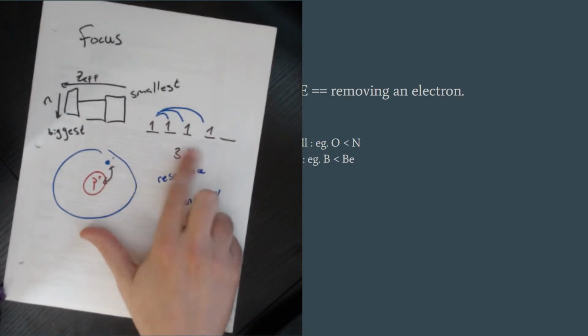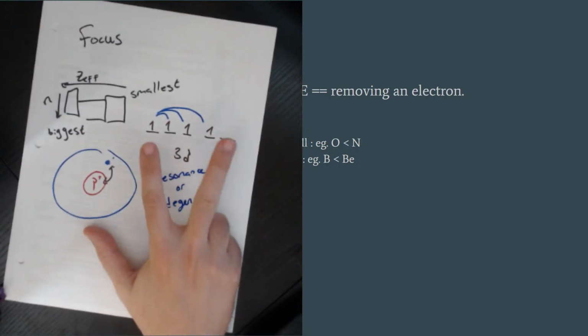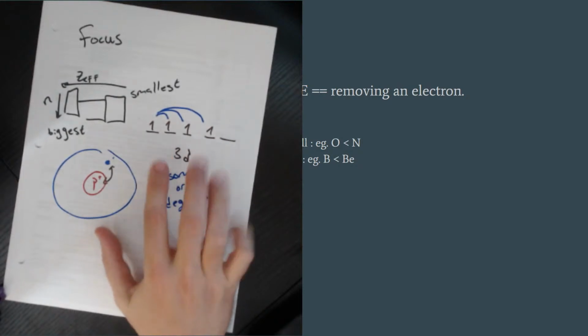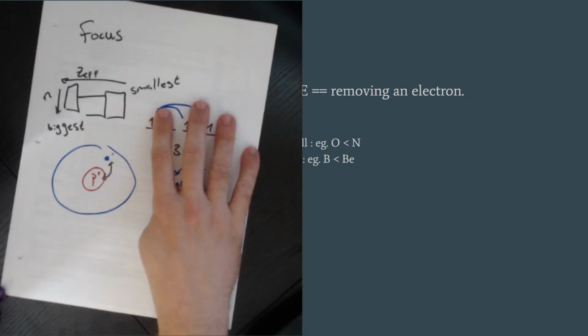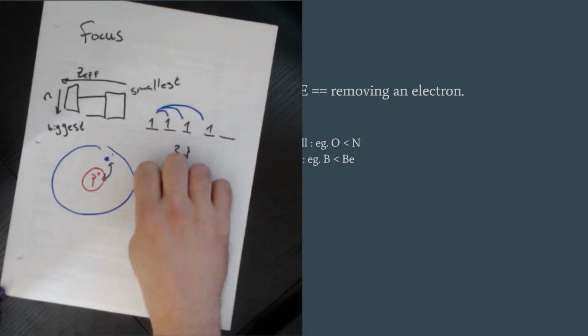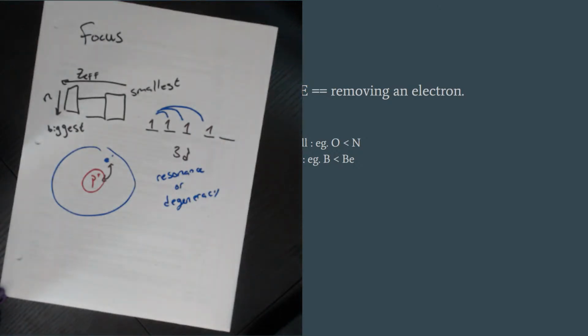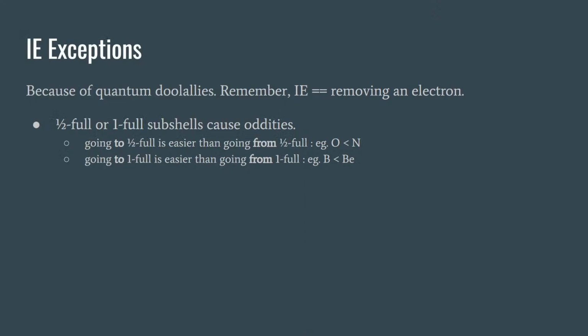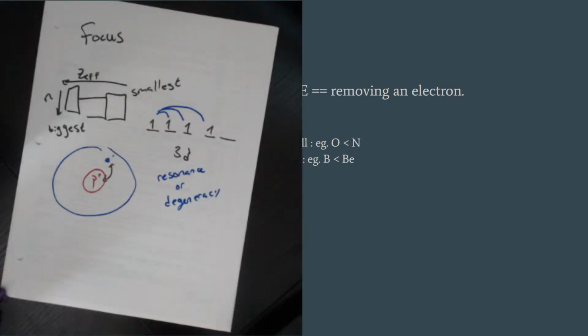So with a half-full subshell, in the case of the D subshell, you'll have 5 electrons all pointing in the same direction. With a completely full D subshell, you'd have 5 up, completely degenerate, and 5 pointing down, completely degenerate. So a half full or completely filled subshell is going to be happy. So taking an electron away from a half full subshell will make that atom unhappy, whereas adding an electron in order to get to a half full subshell will make the atom happier than you would expect.